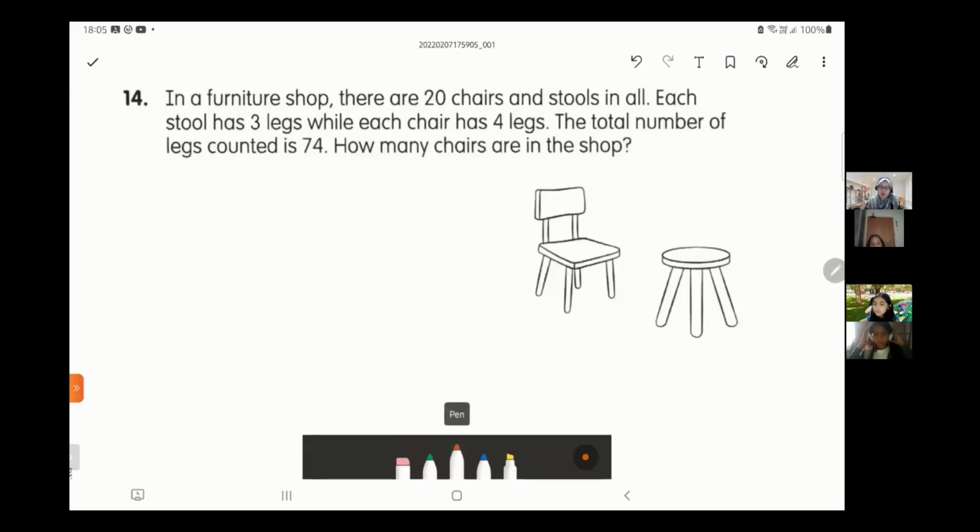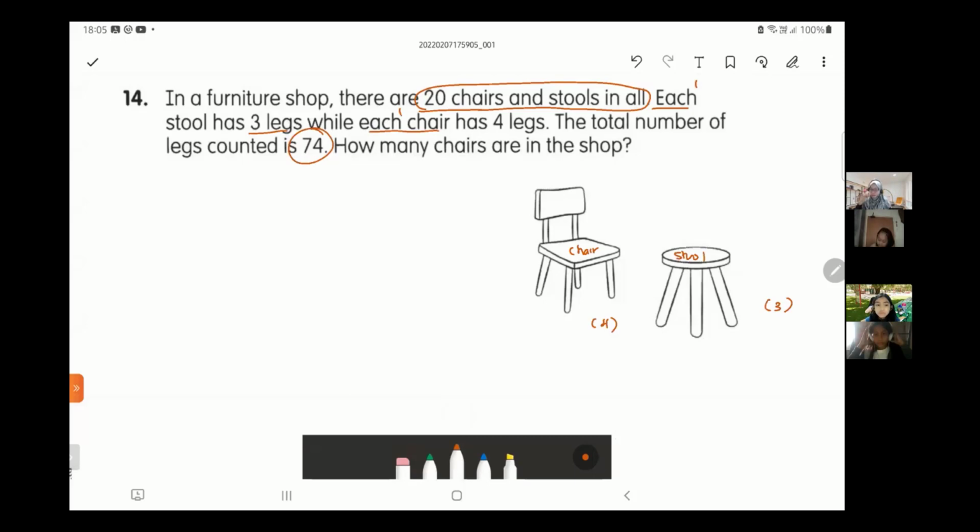Okay, in a furniture shop, there are 20 chairs and stools in all. In all means all together, okay? Each stool has 3 legs, while each chair has 4 legs. This is a chair and this is a stool. Okay, so the chair has 4 legs and the stool has 3 legs. The total number of legs counted is 74. How many chairs are there in the shop?